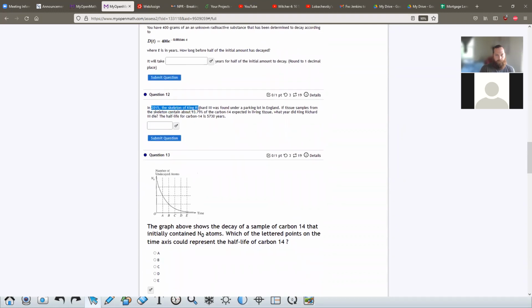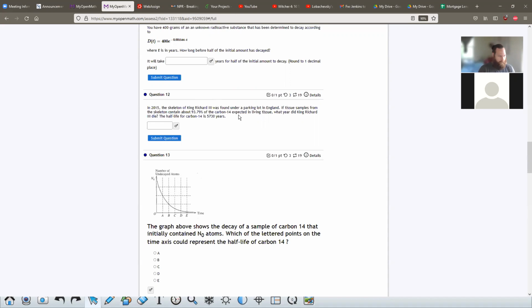So in 2015, the skeleton of King Richard III was found under a parking lot in England. Tissue samples from the skeleton contain 93.79% of the carbon-14 expected to be found in living tissue. What year did homeboy die? And the half-life of carbon-14 is 5,730 years. So problems of this nature are likely to show up on the final, right? We talked a little bit about that. Two people requested this specific problem, and so if I'm extrapolating, I imagine many of us want to talk about this, which means I would like a little bit of interaction from you guys as we work through it.